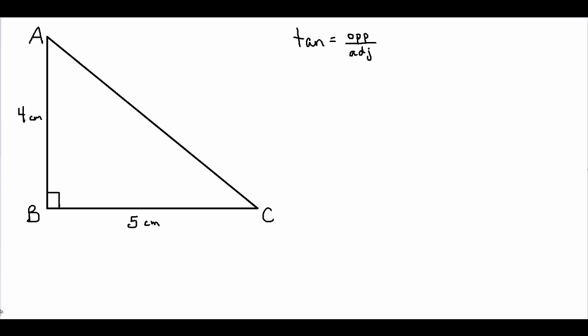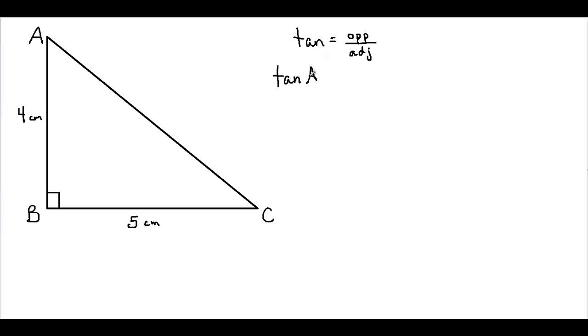This video will show you how to determine the tangent ratios, and then we'll move on and show how to determine the measure of an angle with those tangent ratios. Okay, so a quick review of tan. Tan is opposite over adjacent. So we're going to figure out tan A first.